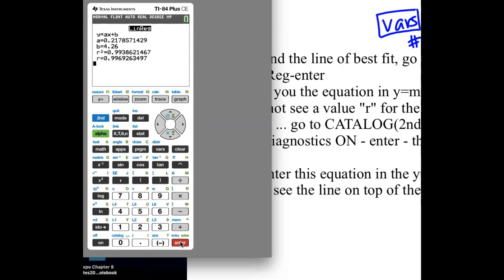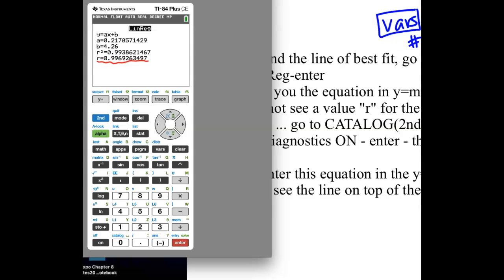Notice at the top it says the format they're using is y equals ax plus b. They're telling me a is 0.21785 and b is 4.26. So we could round that and we could say y equals 0.218 times x plus 4.26. Look at our R value, 0.996. That's a really strong positive correlation, right? The closer we are to 1, the better the fit. Okay. All right, I'm going to pause the video for just a second and we'll check in with everybody.